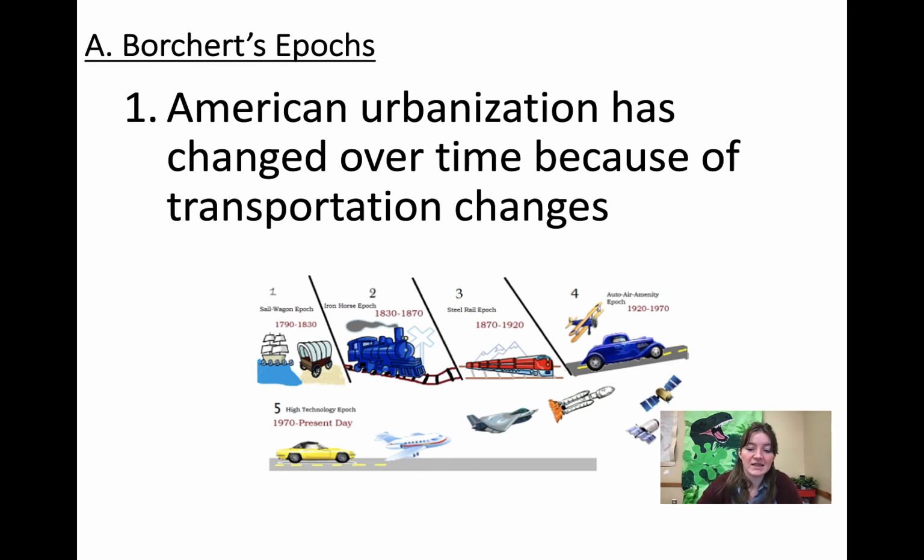From 1920 to 1970, we are going to move into the auto-air-amenity epoch. And this is cars and planes. Okay? So cars, you're going to start having more individuals who can travel between cities. And this is, as we know, going to be the era in which we see, towards the latter part of it, the rise of the suburbs.